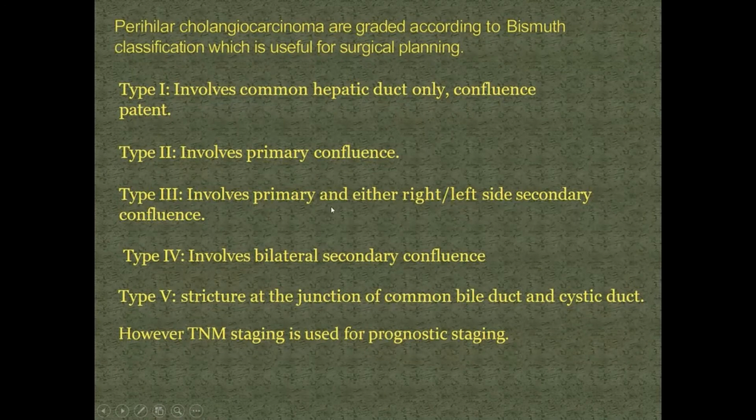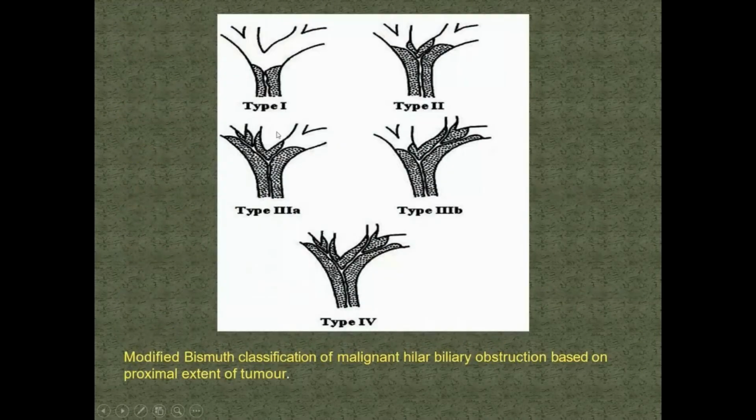So they are graded according to the Bismuth classification for surgical planning, but for the prognostic staging, TNM staging is the one which is used. So this is Bismuth showing how they are graded. Like they are isolated in the common hepatic duct, or they are extending into the right and left hepatic ducts, or into the secondary ducts.